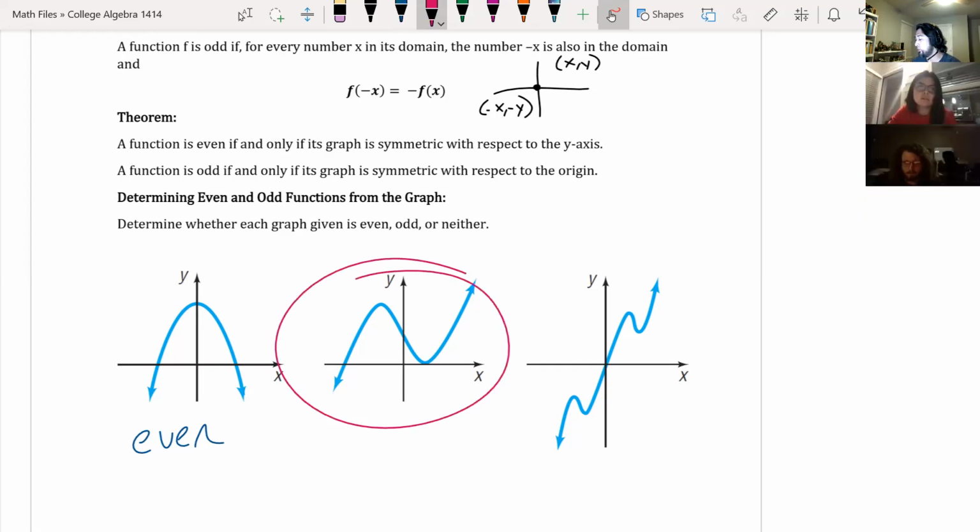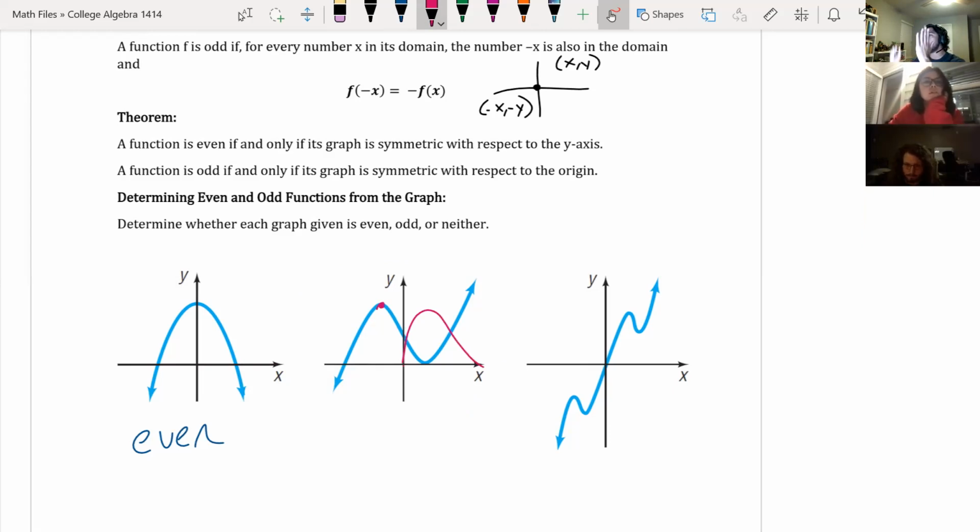Now let's look at graph number 2. Even, odd, or neither? Even? It's close. It would only be even if it went like that, right? A good example is that you could take a piece of paper, fold it over, and still have the same graph. So this one is not even, nor is it odd. This does not reflect across (0, 0), does it?